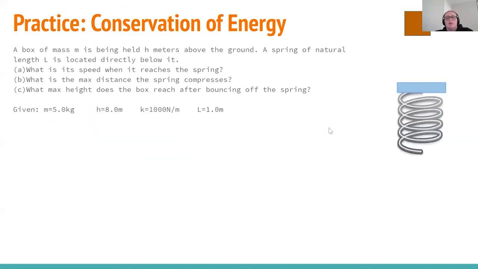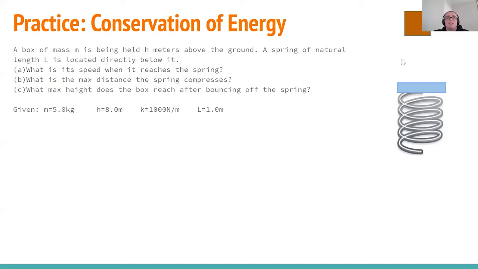So we're going to start with, here is we have a box of mass M, which is being held at h meters above the ground. And a spring with a natural length of L, so that's the unstretched, uncompressed length of L, is located directly below it. So the box is going to go down onto the spring, it's going to bounce, and then it's going to go back up. So we're going to ask and answer a couple questions here.